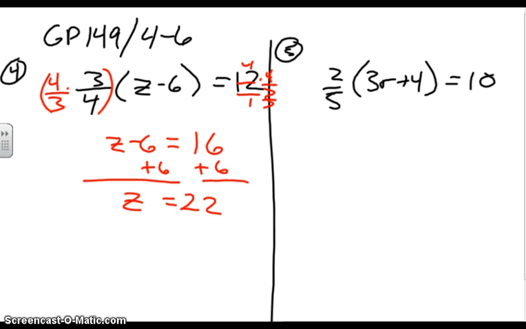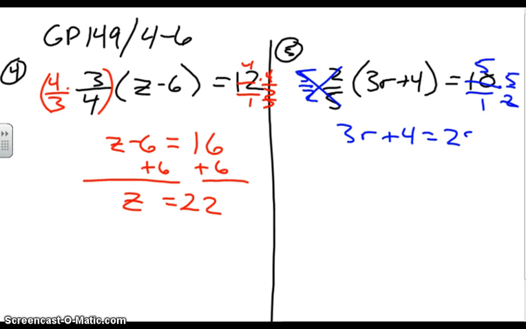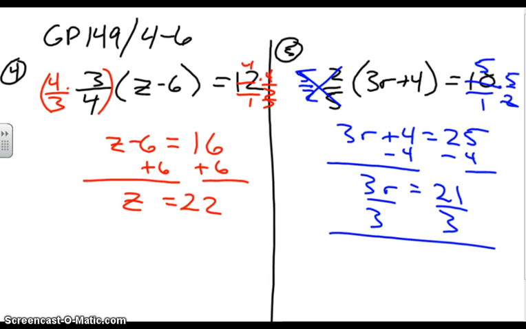All right, multiply again by the reciprocal. Multiply by 5/2. We have 1 times 3r plus 4 equals, 2 goes into the 10 5 times. So 5 times 5 is 25, right? Now we're at that basic two-step problem. Subtract 4 from both sides. 3r equals 21. And when you divide, r equals 7.